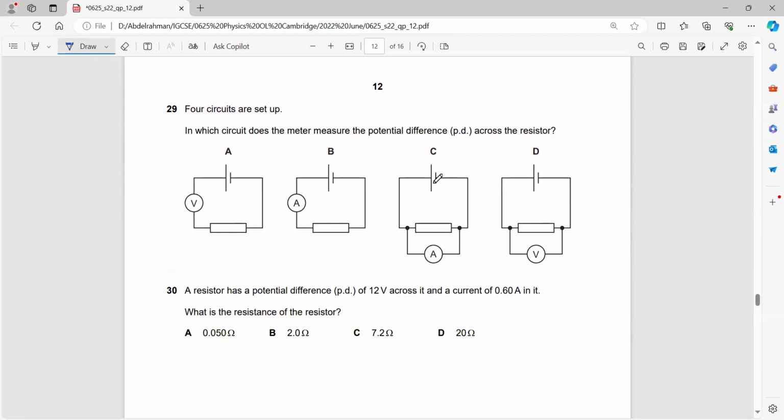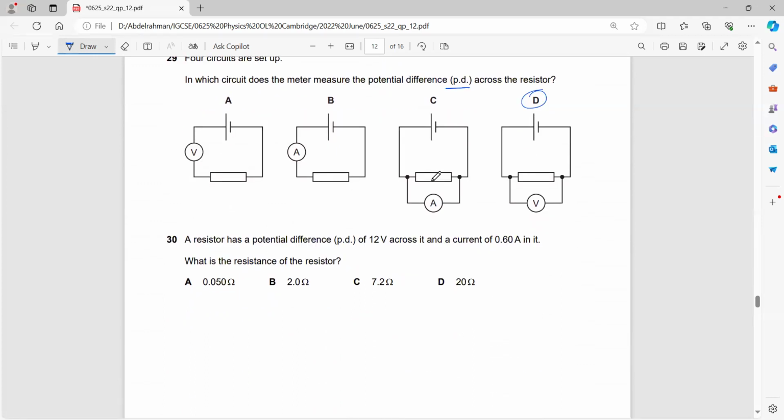Four circuits are set up. In which circuit does the meter measure the potential difference? Potential difference, voltmeter, it has to be in parallel. What is the resistance of the resistor? It has a potential difference of 12 and a current of 0.6. R equals V over I, 12 over 0.6.